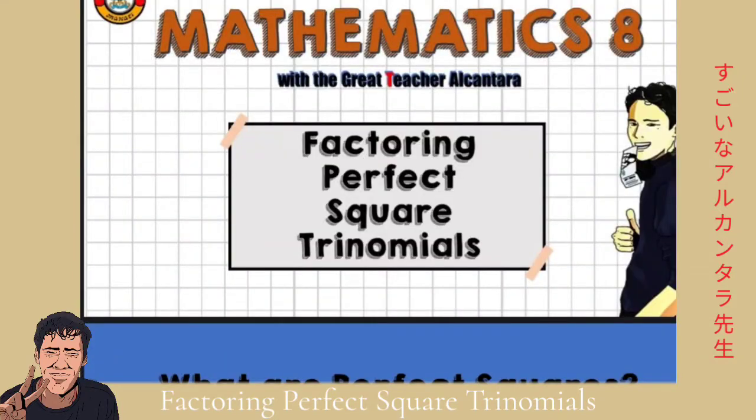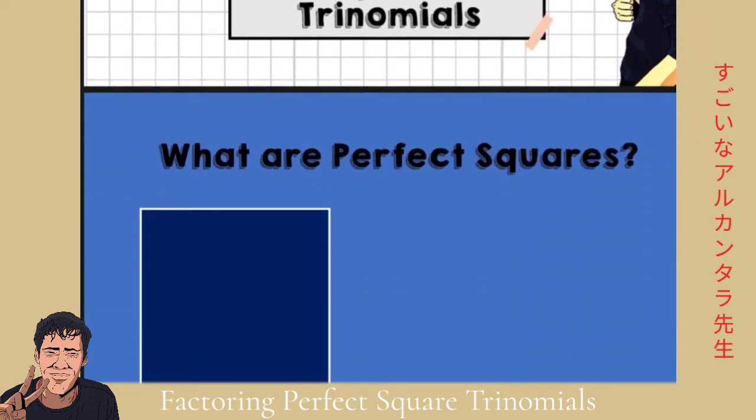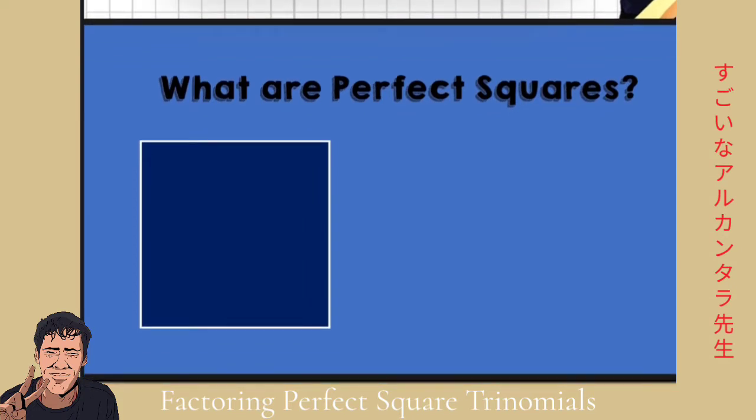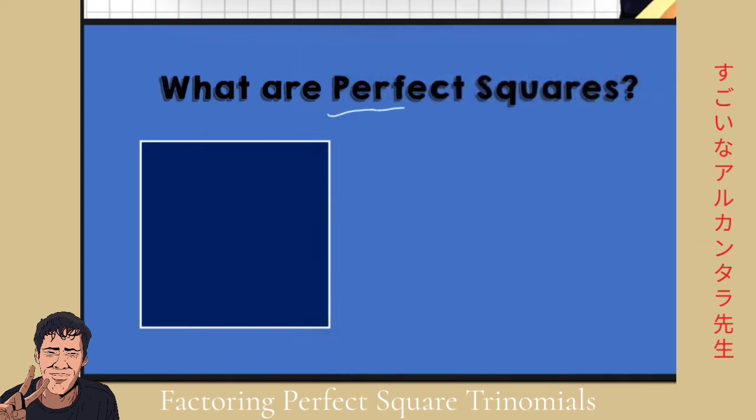So we're now going to discuss factoring perfect square trinomials. But the first thing that we need to establish is that you should know what perfect squares are. For us to continue with this lesson, it's important for you to remember where we get these terms. The perfect square originated from the idea of squares, because again, the name is squares. And what's with squares?